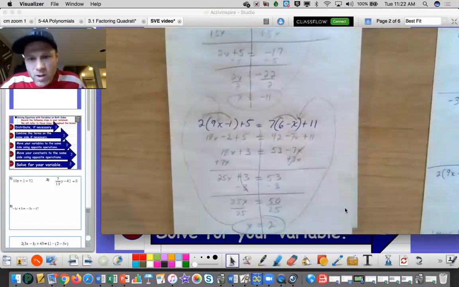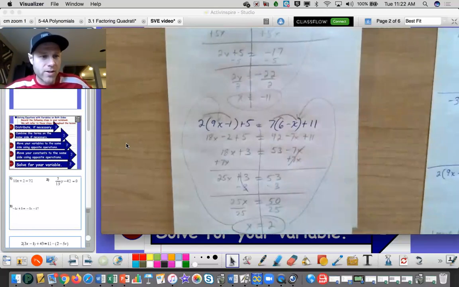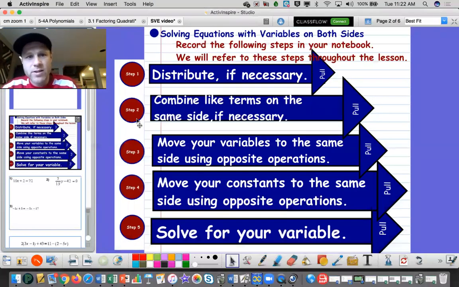So using your inverse operations, going back to these steps, if you need to jot these down, here they are again. But let me know if you need any help.